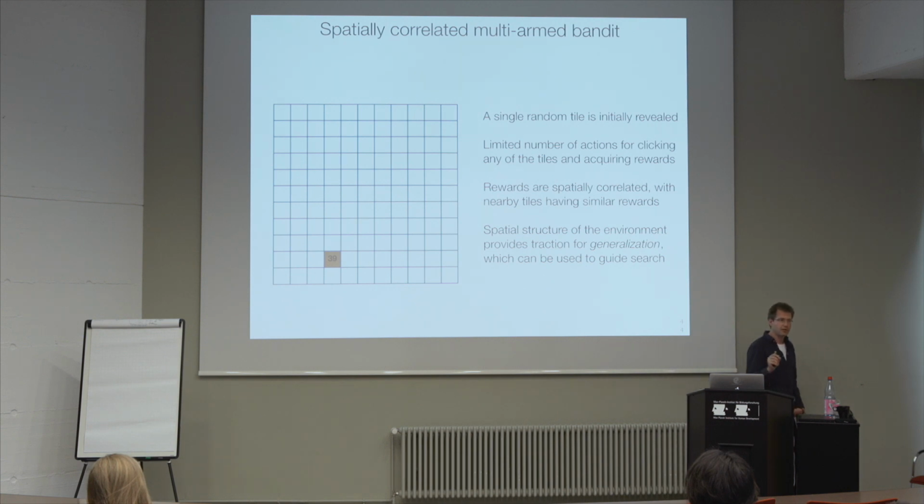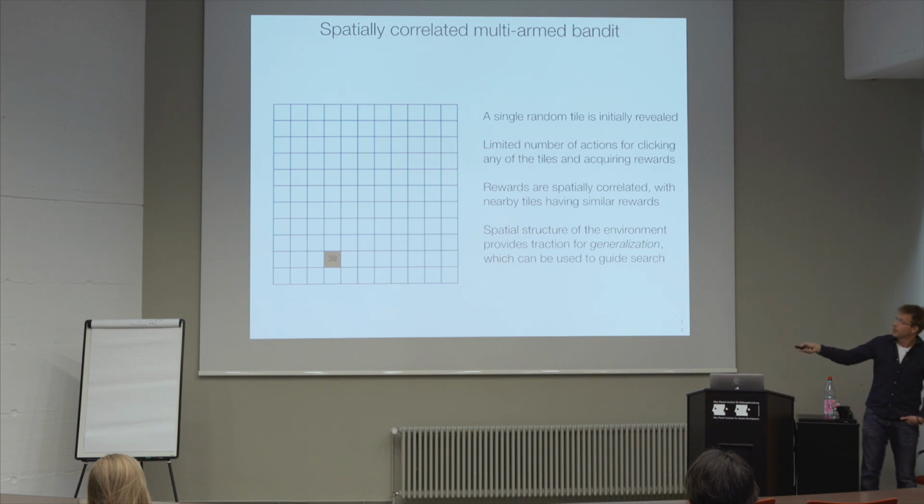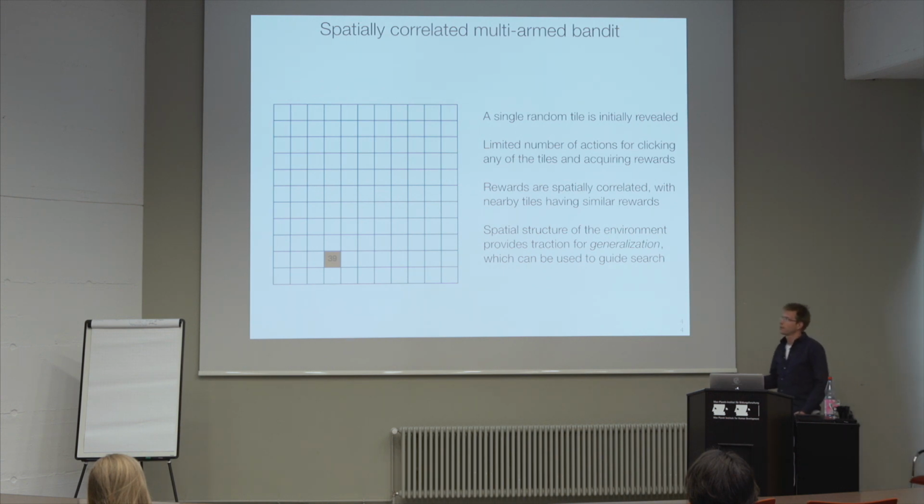And the tricky part is you only have a limited number of actions available. So we have essentially a multi-armed bandit with 121 arms, 11 by 11, but we only give people, say, 20 clicks or 40 clicks. So the search horizon is fairly limited. And within that limited number of clicks, your goal is to obtain as many rewards as possible.